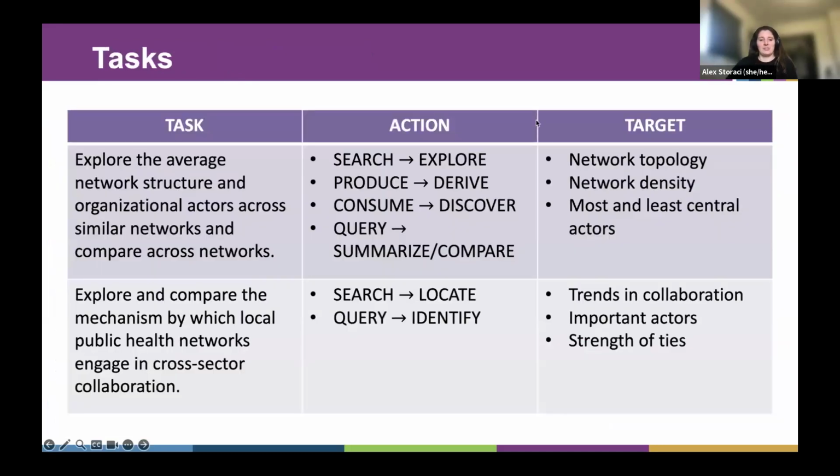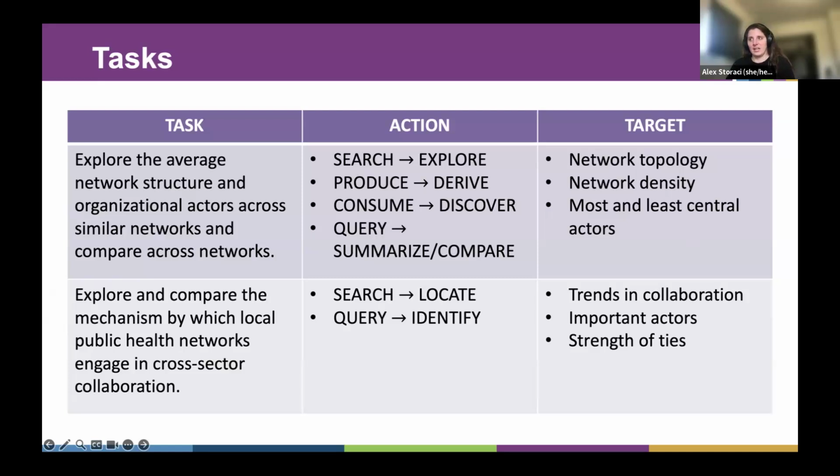So in visual design, I was encouraged to draw out what I was doing in terms of what are the tasks that I'm trying to accomplish? What are the actions that the user would want to take? And then what are the targets? So how would these results be displayed?